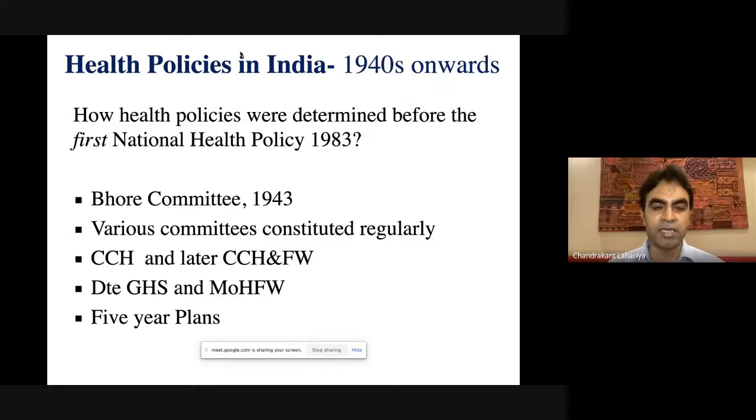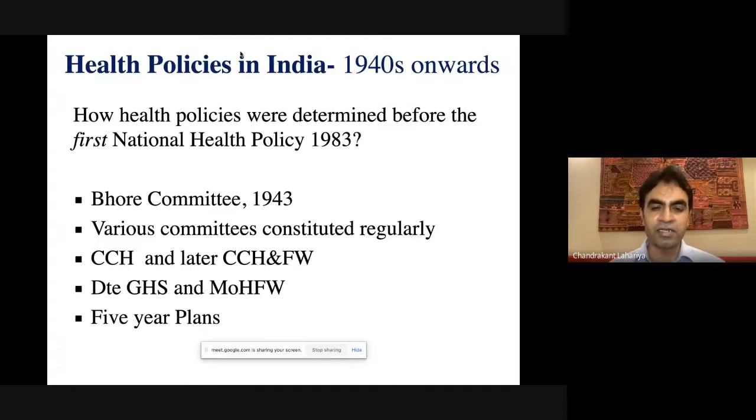What the Sir Joseph Bhore committee suggested was very much aligned with a similar principle on which the United Kingdom launched their National Health Service, NHS. So the Bhore committee report is one of the key policy documents from the beginning. Since then, India has also had a number of committees constituted on a regular basis, and those committees gave recommendations on various aspects of health services. And subsequent governments started following those policies.